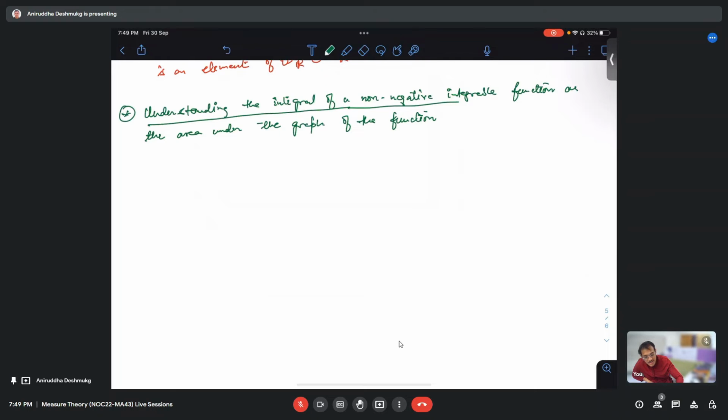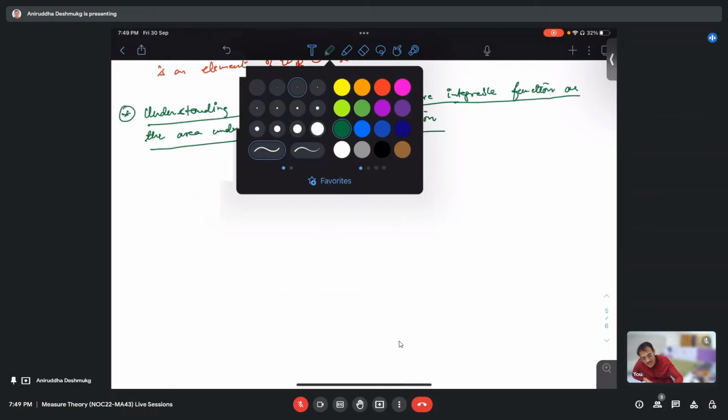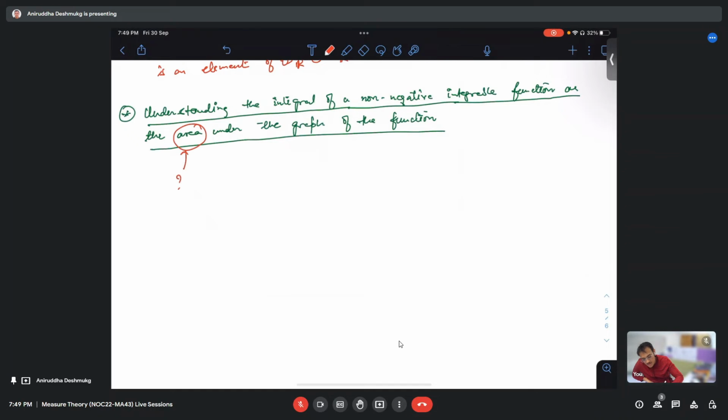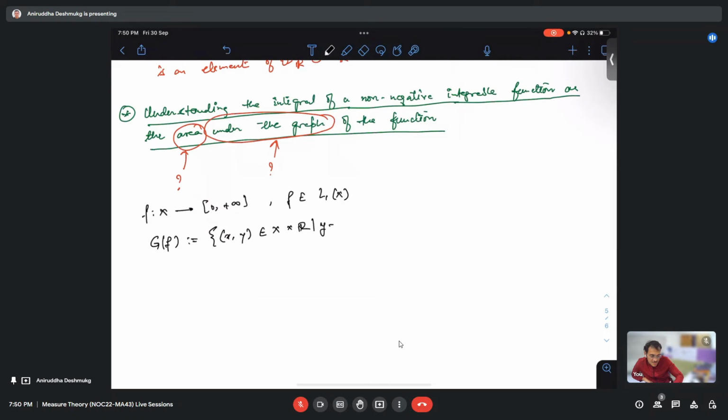So there are many things that need to be addressed here. First of all, what do we mean by area? What do we mean by under the graph? What do we mean by graph is another question, but that is easy to answer. It is the collection of all points x comma f(x) as x varies in the domain. So let us look at a function from X to 0 infinity and assume that f is in L1. X is of course a measure space. We want to look at the graph of f. So graph of f is defined as all those (x, y) in X cross R or X cross 0 infinity, whatever is the codomain, such that y is equal to f of x.